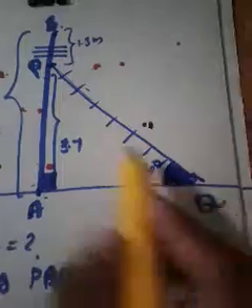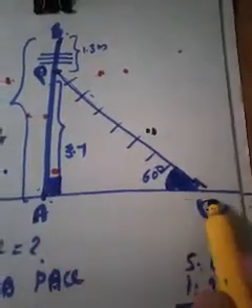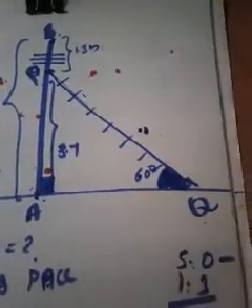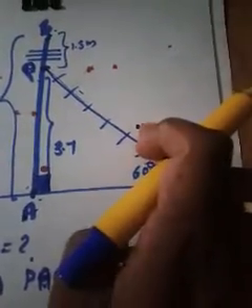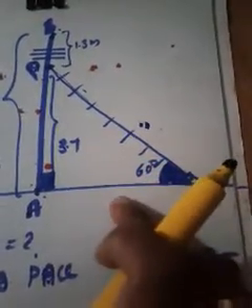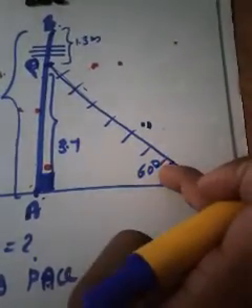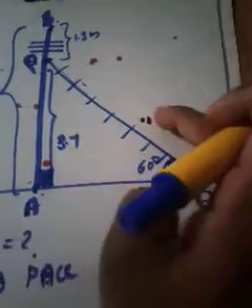We need that also. Why? Because we need PQ and we need AQ. According to the question, we have to calculate PQ and AQ both. But according to 60 degree, this is the opposite side, this is the hypotenuse, and this is the adjacent side. So according to 60 degree, this is opposite and this is hypotenuse.